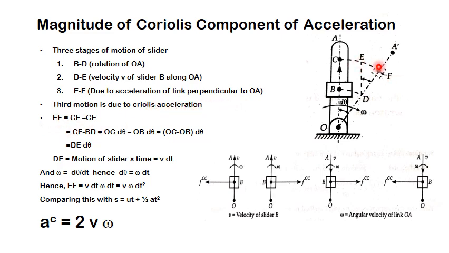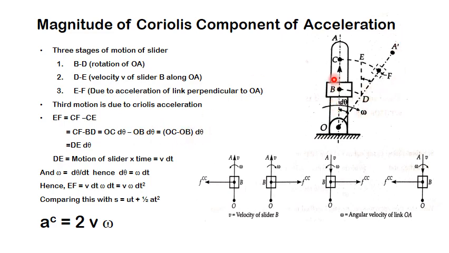So let us consider this EF. This EF is given as CF minus CE. So that's what I have written here. Now CF is an arc and it can be expressed as the radius OC into d theta. So that's what I have written, OC into d theta. Similarly, CE is nothing but equal to BD, and BD is OB into d theta again. So that's what I have written here. So if I take d theta in common, it is OC minus OB into d theta.